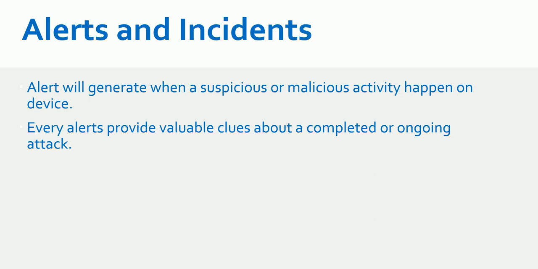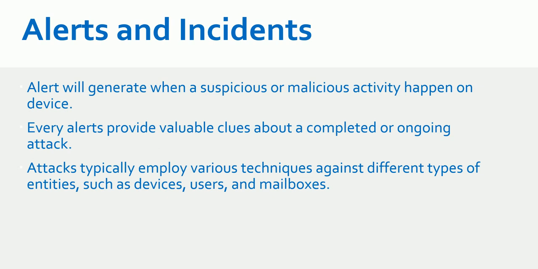If any malicious activity happens, then that alert will provide you the complete details, the clues: how the attack happened, how it was spread, and how many machines were impacted with that malicious activity. So it can be a completed or an ongoing attack. Now, attacks typically employ various technologies against different types of entities, such as a device, user, and mailbox. So an attack can happen on your device, on the user's data, or on the mailboxes.